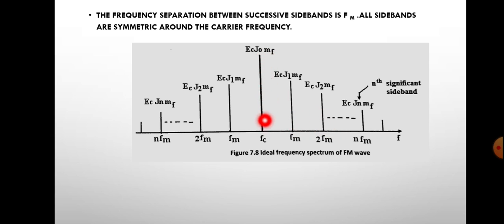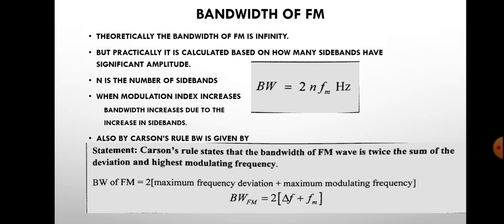The carrier fc has an amplitude Ec times J0(m_f). Similarly, the first frequency component at fm has the amplitude Ec times J1(m_f). From the diagram it is clear that the amplitude decreases as the sideband number increases. So theoretically, since it contains an infinite number of sidebands, its bandwidth is infinity. But practically, it is calculated based on how many sidebands have a significant amplitude.